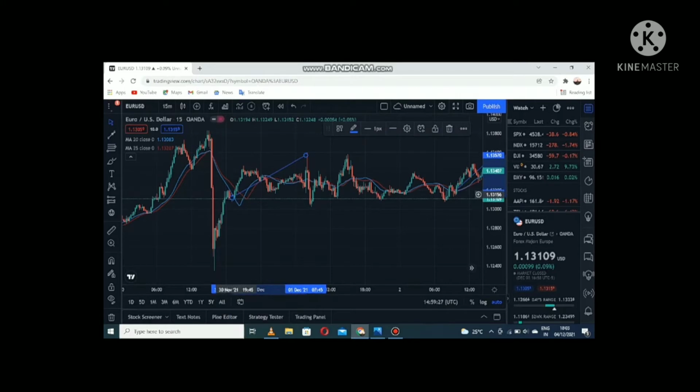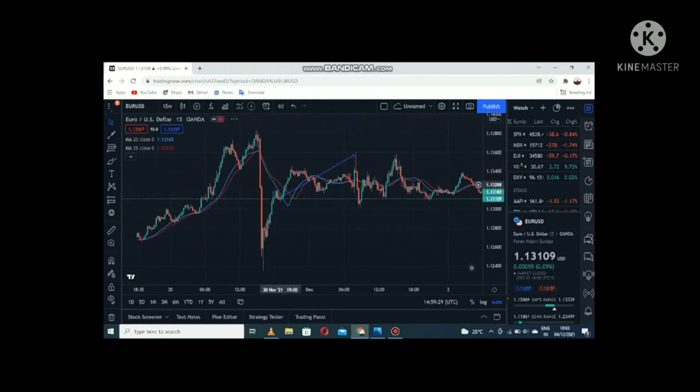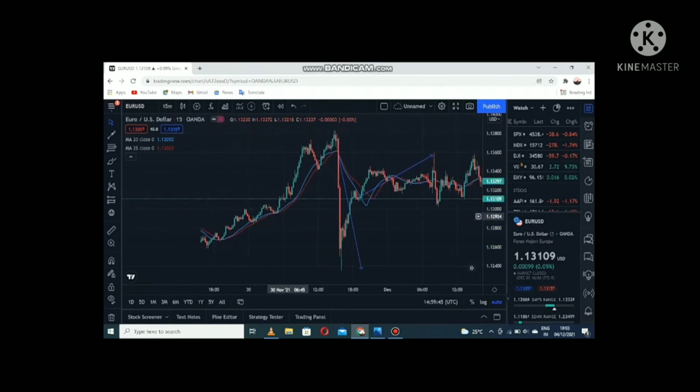You can see, and then the red moving average just crossed. There's a crossover around there, so we're gonna ride the market up to there. So many pips, as you can see. It's a very simple strategy that you can use for flipping small accounts.